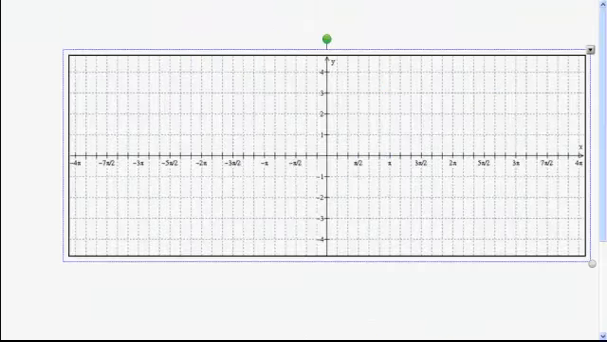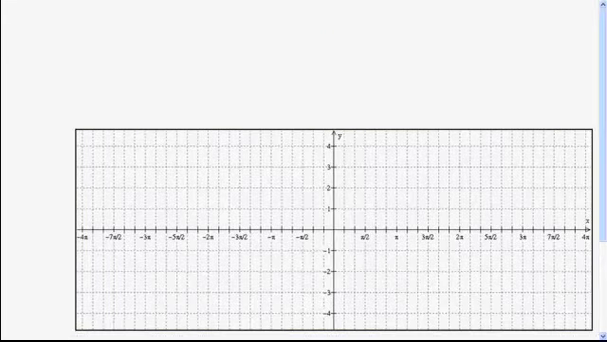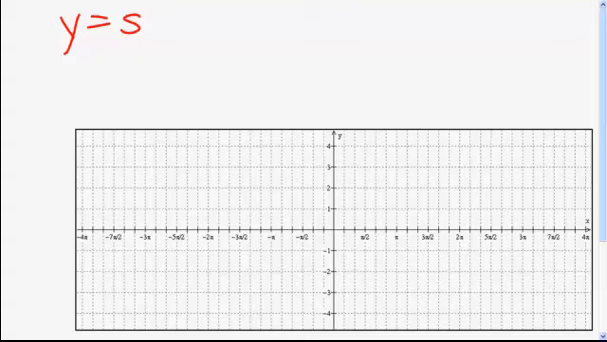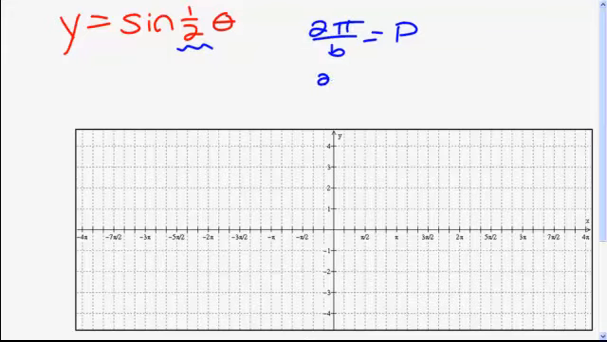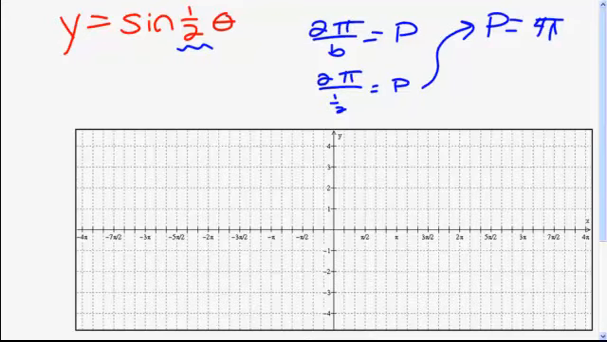Now we're going to do the one I was going to start with, the sine of 1/2 theta. The period here is figured out through your b value. So 2 pi over b equals the period. b is 1/2. So 2 pi divided by 1/2 equals my period. Dividing, change that into multiplying by the reciprocal. Therefore, my period for this problem is 4 pi. So now it's going to stretch itself out. One complete cycle is going to be 4 pi.